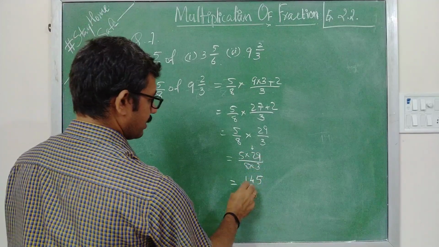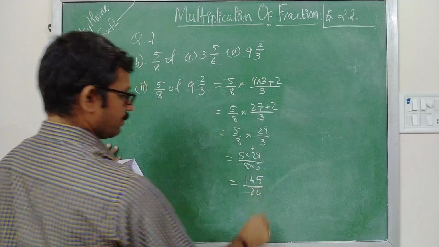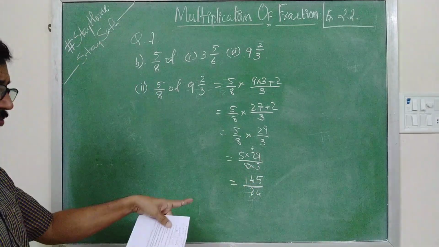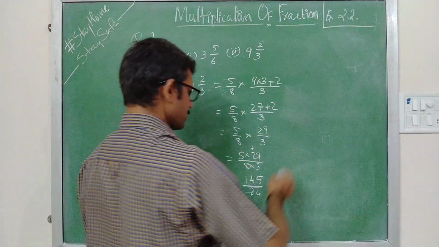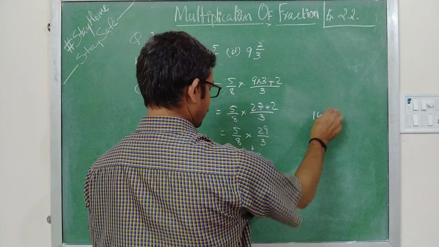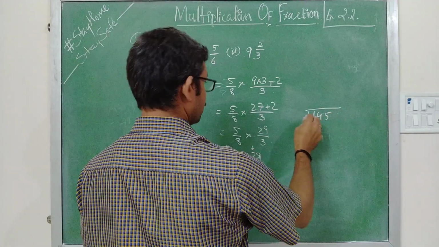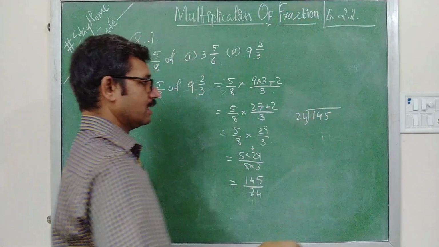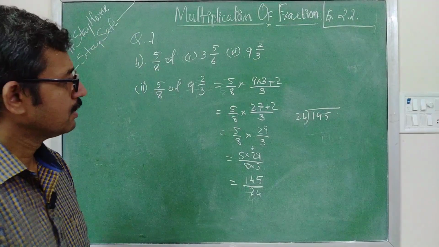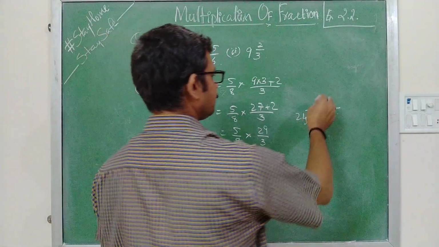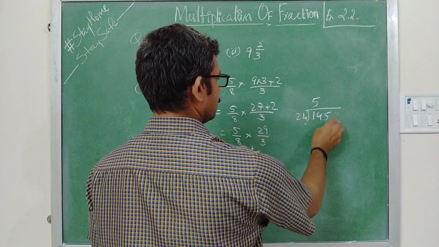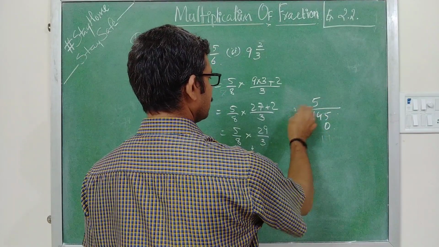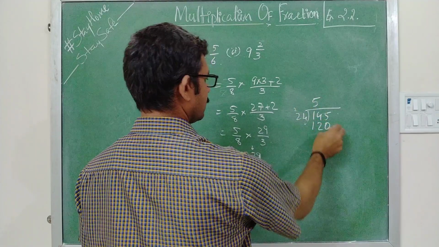That is 145 upon 24. Now, is it possible to cancel with any? No. So what you will do is divide 145 by 24. Now you know that it is 24. 5 sum. Correct? Okay. 20.